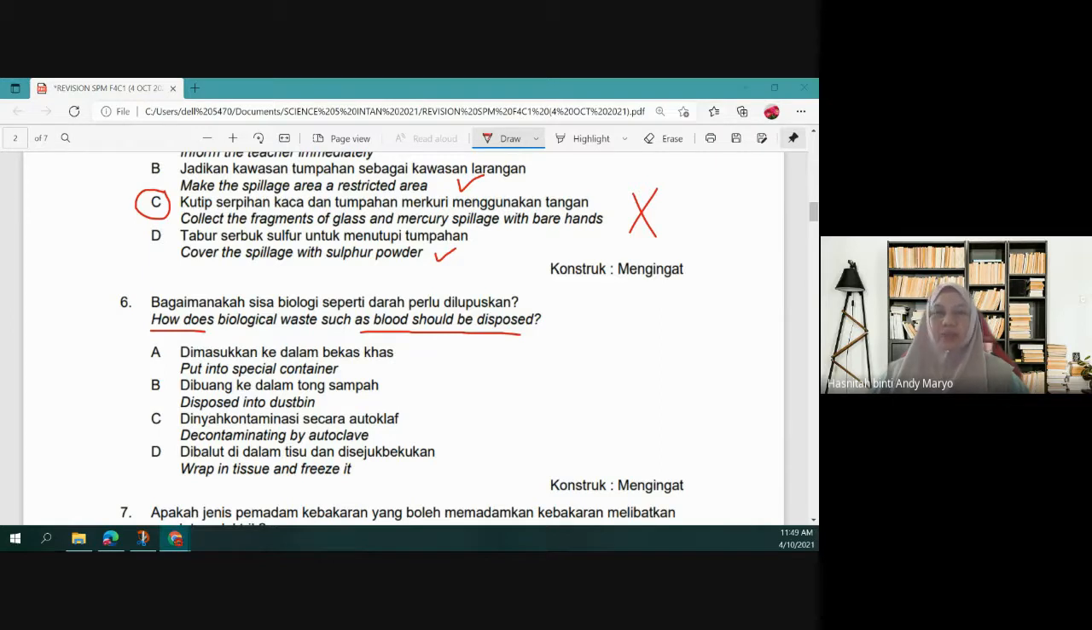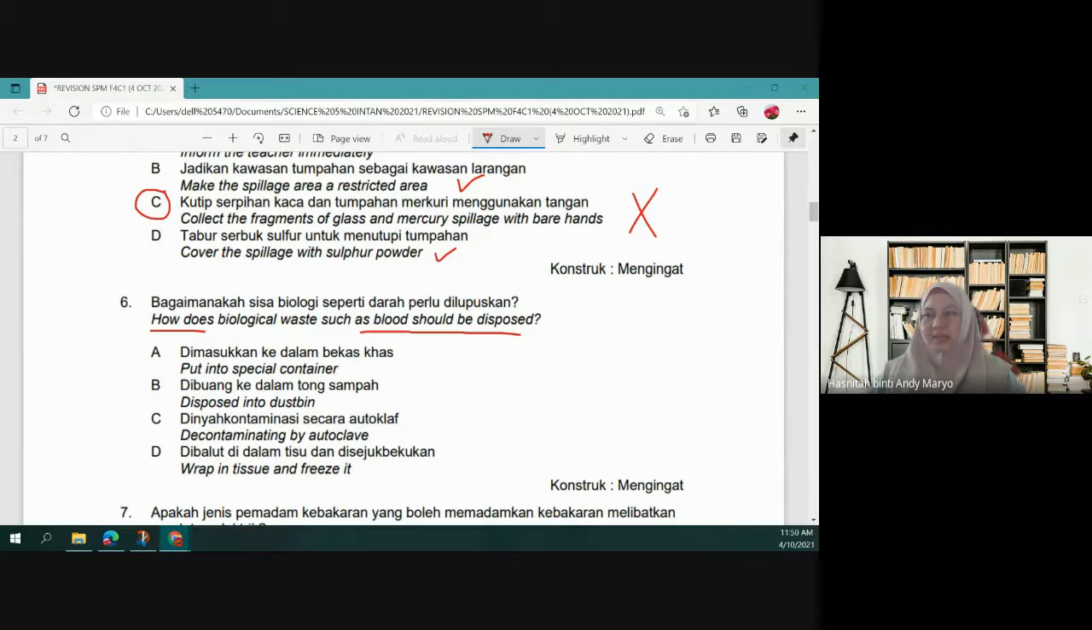Okay, the blood waste. Anyone for number 6? You would like to try? Test your understanding on this chapter. Number 6, how should we dispose a biological waste such as blood? You may refer back to your module for this chapter. Morning Yensin.